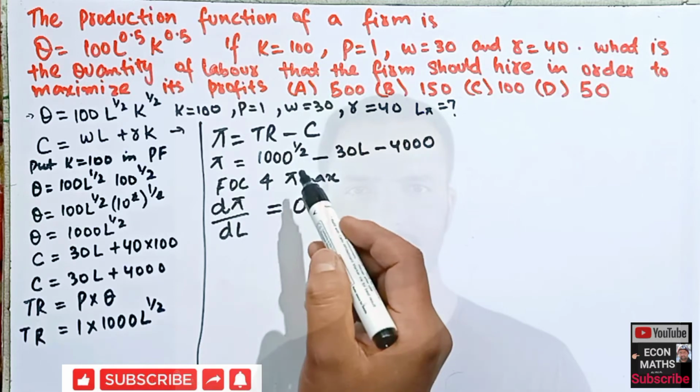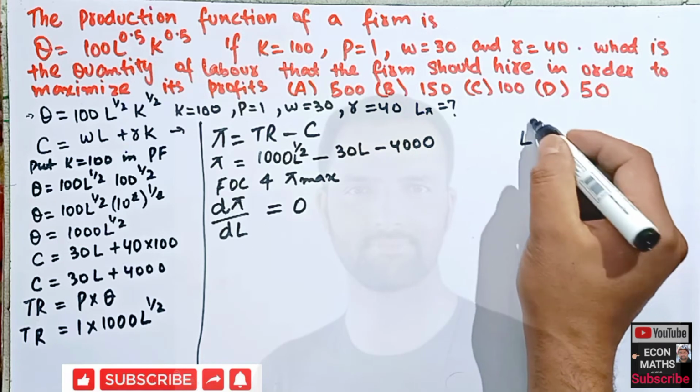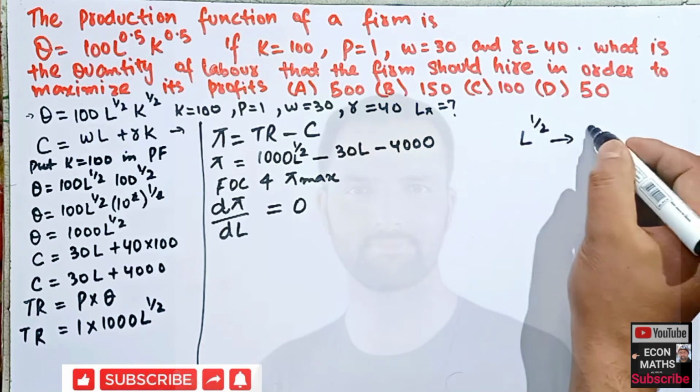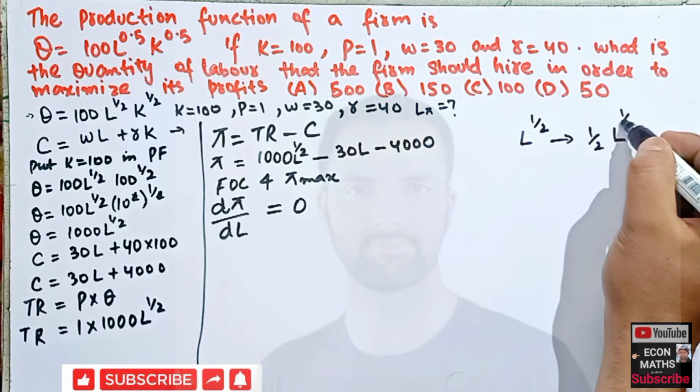Now I forgot here to write L to the power 1 upon 2. Now what is the derivative of L to the power 1 upon 2? It is simply this: 1 upon 2 will become the coefficient, so we have L, and this exponent is subtracted by 1.